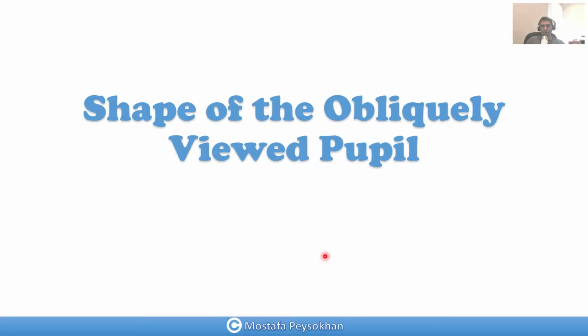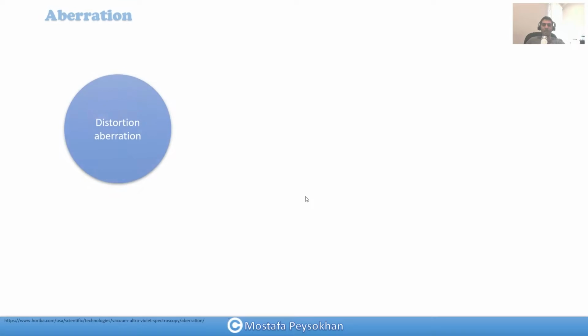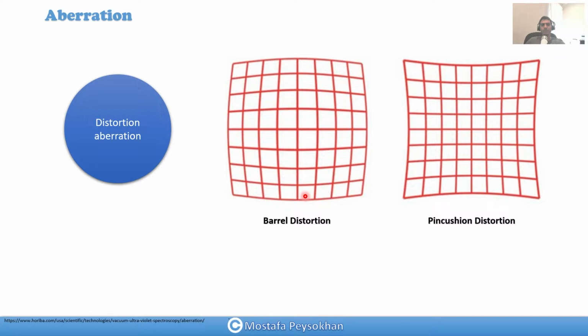In previous videos, we talked about the shape of the pupil, the diameter of the pupil, the response time of the pupil. Right now, in this video, we want to talk about the obliquely viewed pupil, which means that when you look at the pupil at an angle, and what is the optical effect of having an object at an angle. So first, we need to talk about distortion aberration.